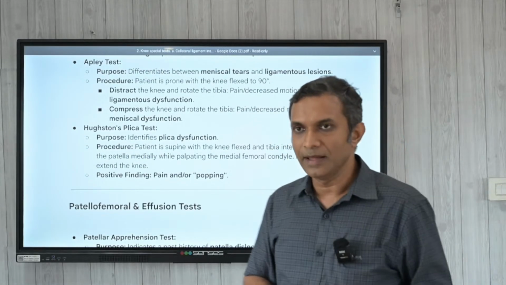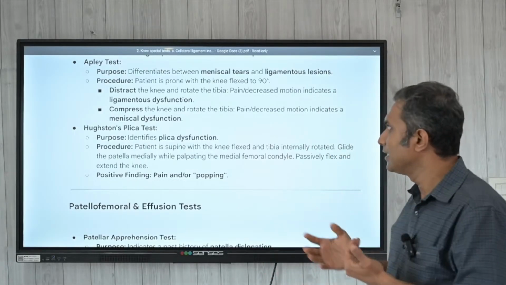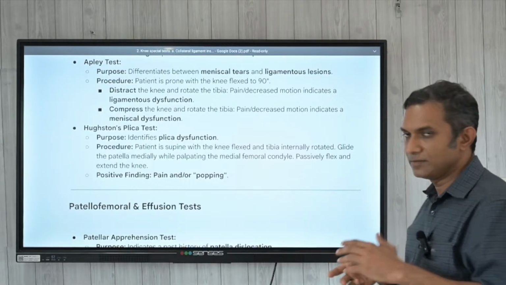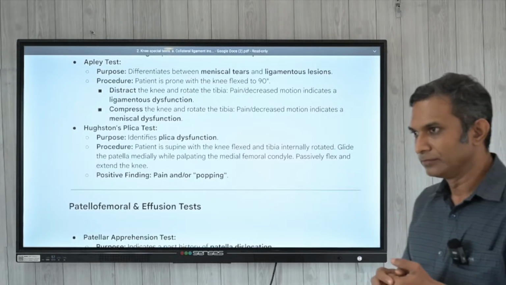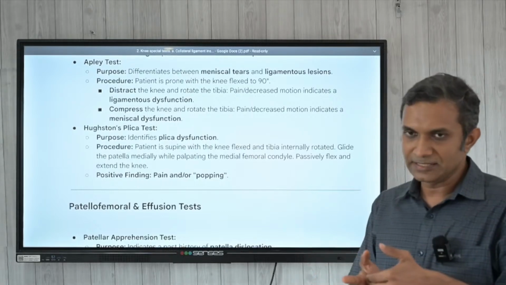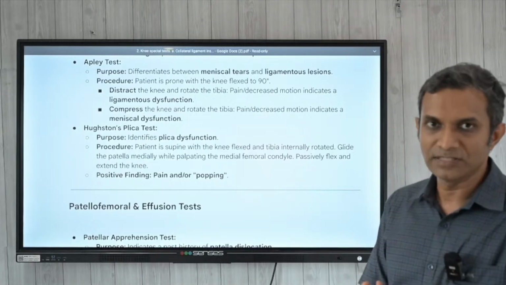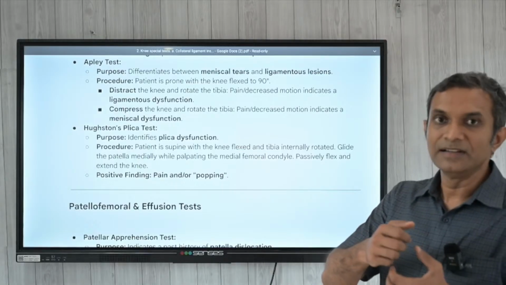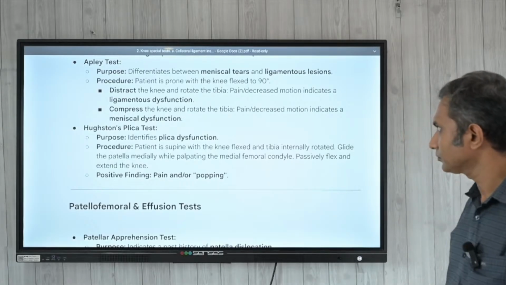Apley's test differentiates between a meniscus lesion and a ligamentous lesion. In Apley's test, the patient is prone and the knee joint is flexed to 90 degrees. For the meniscus, we know that compression causes the pain or symptom. But for a ligamentous structure, distraction or a stretch force will cause the symptom.